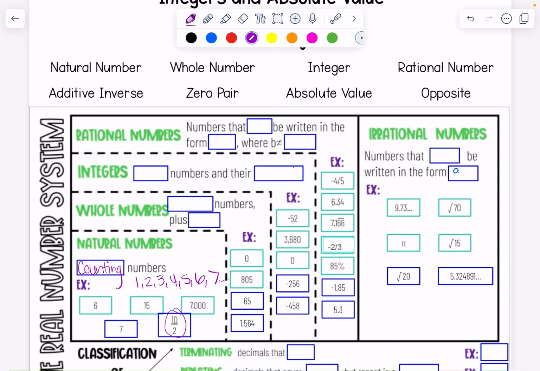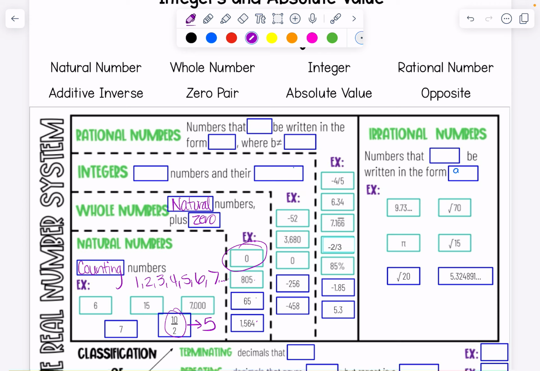The reason that's in the natural number category is because if you simplify 10 halves, it would have the same value as 5, and so then that becomes a natural number. Our whole numbers are going to be all of our natural numbers plus 0. Okay, so those 1, 2, 3, 4, 5, but now we're going to include the number 0. So 0 is the main difference between the whole numbers and the natural numbers.